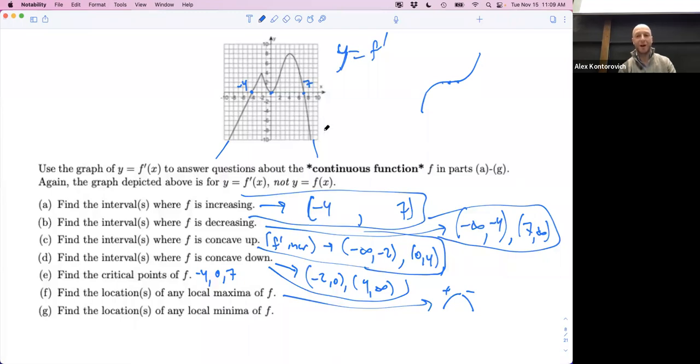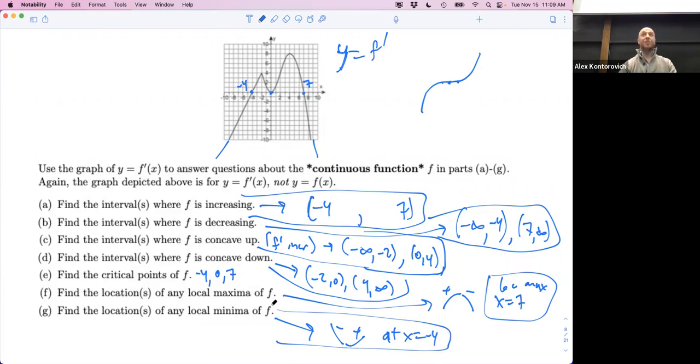7. At 7, we go from being positive to negative. So x equals 7 is a local max. How about local min? Local min is if I'm decreasing and then I start increasing. That's at x equals -4.